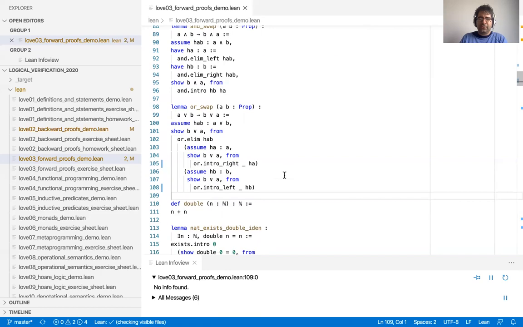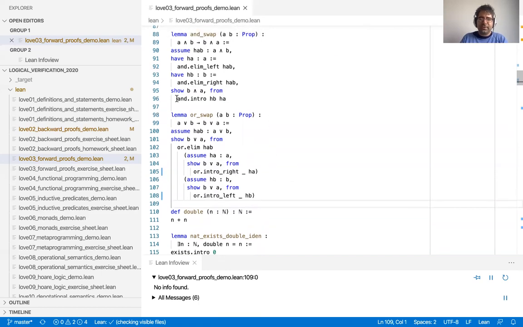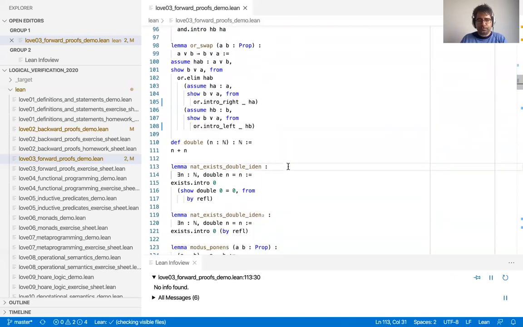Still, the structured proofs are useful on a small scale. So even if you like tactics, you're going to find that once in a while it's useful to do these kinds of one-liner proof terms. So that's always a good thing to know.